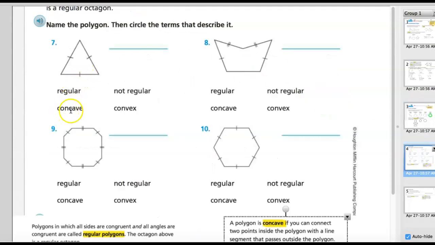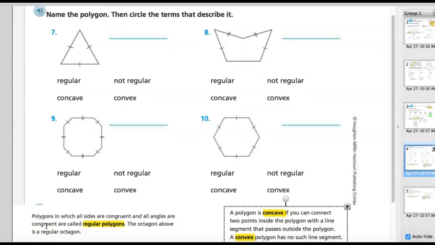So now that you've learned what concave and convex are, and regular and not regular, this page should be much easier, because when I went to this page, I'm like, wait a minute, we didn't cover concave and convex, but we have now. So here we go. The definition is on the bottom for polygons. Remember, we just went over that. All the sides are congruent. All the angles are congruent. Those are regular polygons. So we have regular and not regular. And remember, we said the octagon above was regular. So this is a definition from the other page.